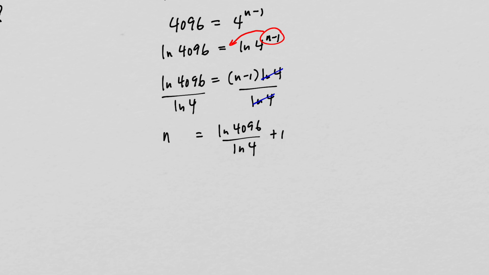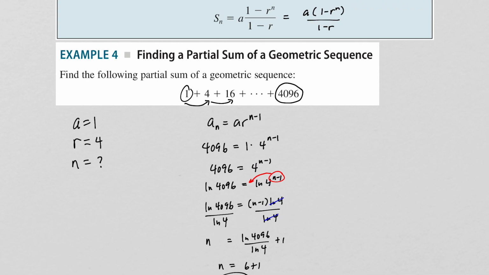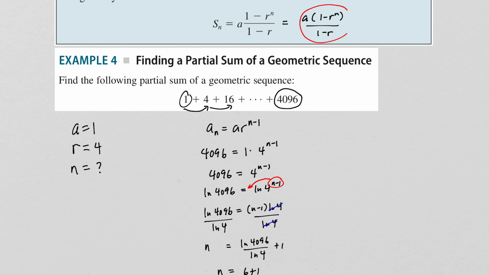So now let's just plug this into a calculator. We have the natural log of 4096 divided by the natural log of 4, and that value is actually 6, and 6 plus 1 is 7. Okay, so n is equal to 7, and now to find the sum, I'm just going to come back up to my formula here, and I'm going to plug everything in.